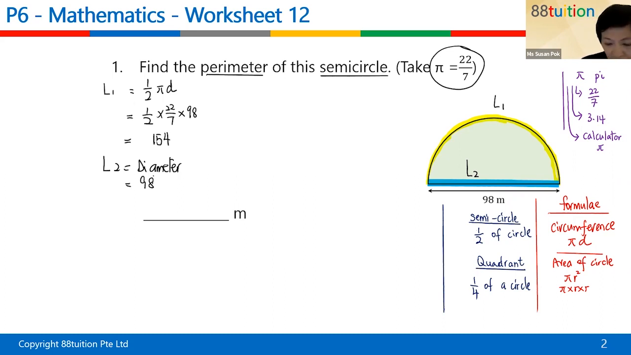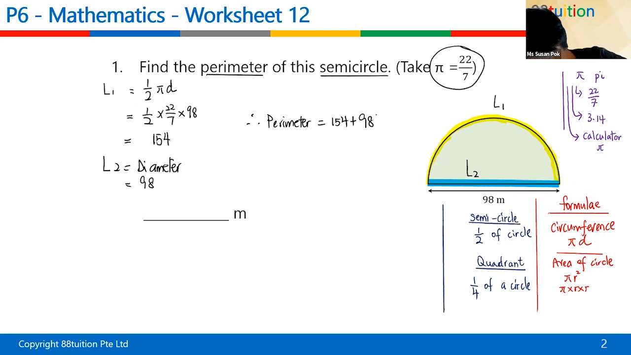So therefore, how to find perimeter? Perimeter will be adding line 1 with line 2. So line 1 is 154 and line 2 is 98. That gets down to 252. So yeah. All right. Okay, now to add on something, this is my note taking here.